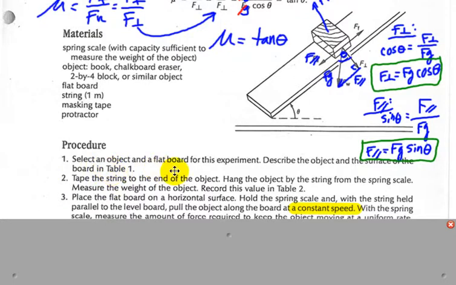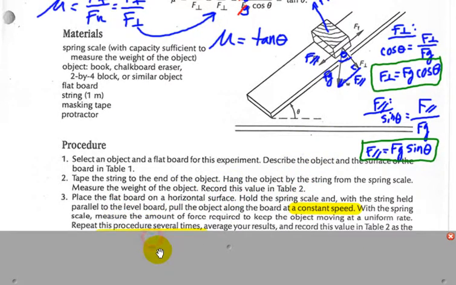So select an object on a flat board. So I have a flat board here, and I have, as you'll see, blocks. Describe the object on the surface of the board. Tape the string to the end of the object. Hang the object by the string from a spring scale to measure the weight, or Fg, of the object, because we need to know that. Number 3. Place the flat board on a horizontal surface.